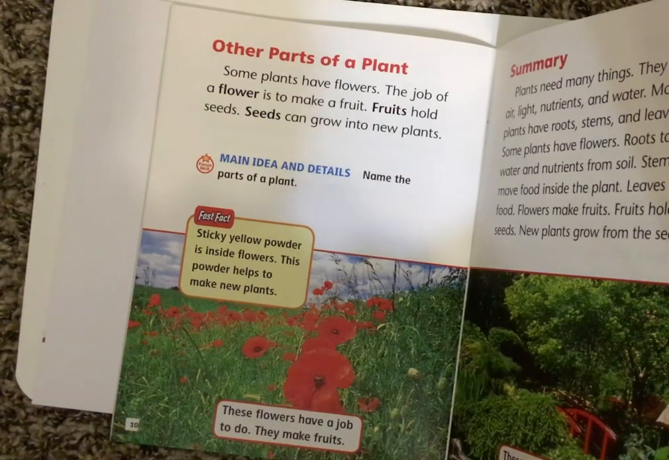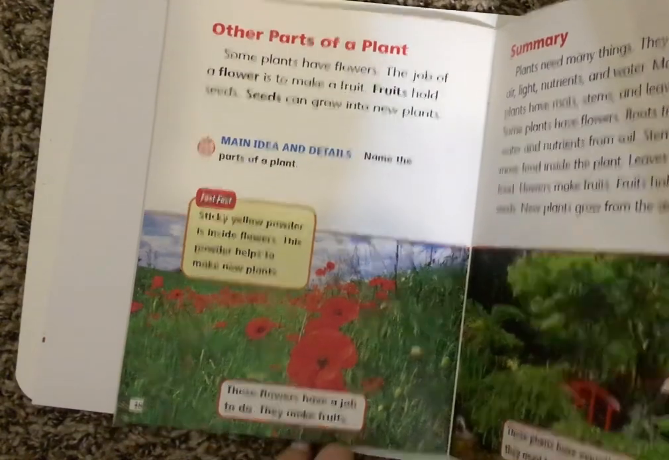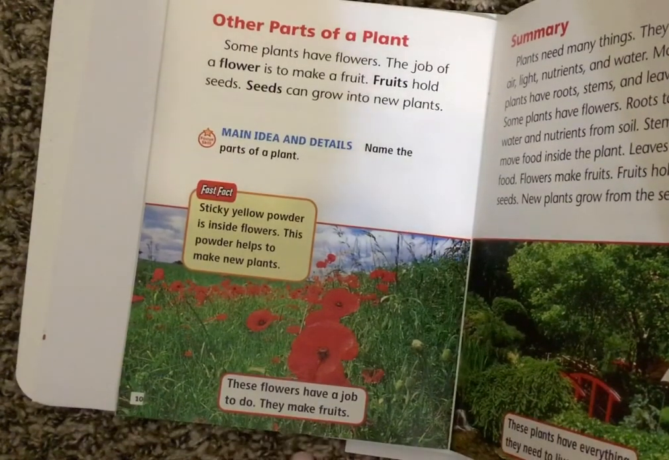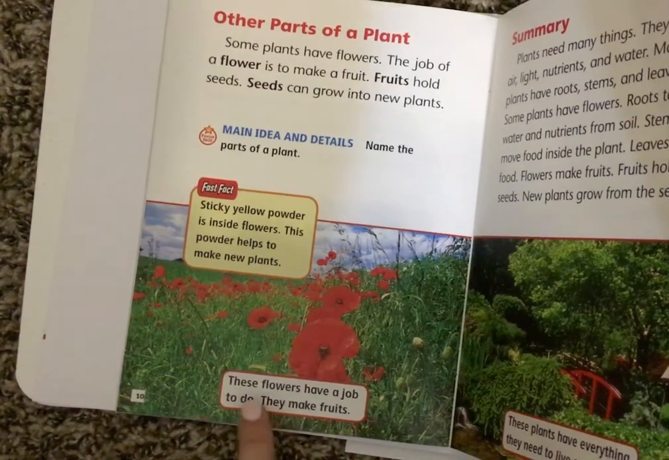Pollen is what it is called, and we will be seeing a lot of pollen these days coming in Georgia because the pollen sometimes gets really bad around here. It's that yellow, powdery stuff that sometimes lays on top of our cars or things that are outside. These flowers have a job to do. They make fruits.